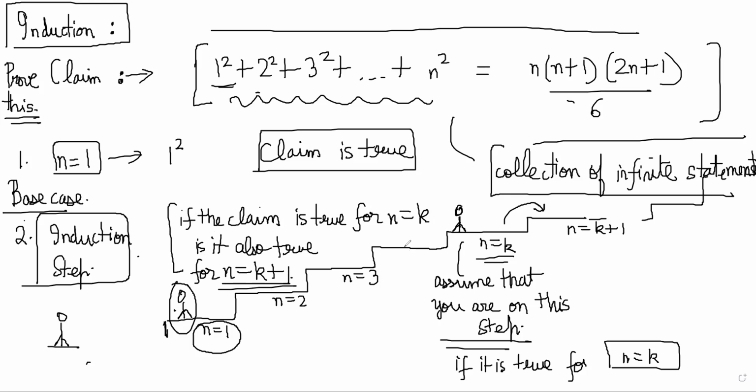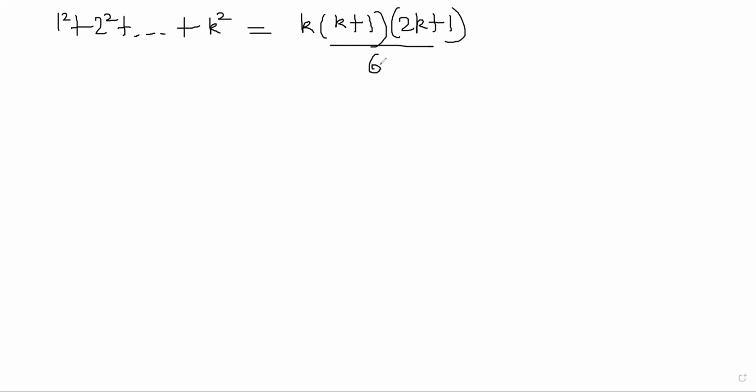So let's check whether this induction step is correct or not. How do we check that? Let's say the statement is true for n is equal to k, right? So 1 square plus 2 square till k square should be equal to k times (k plus 1) times (2k plus 1) by 6, right? This is the statement for n is equal to k, right?